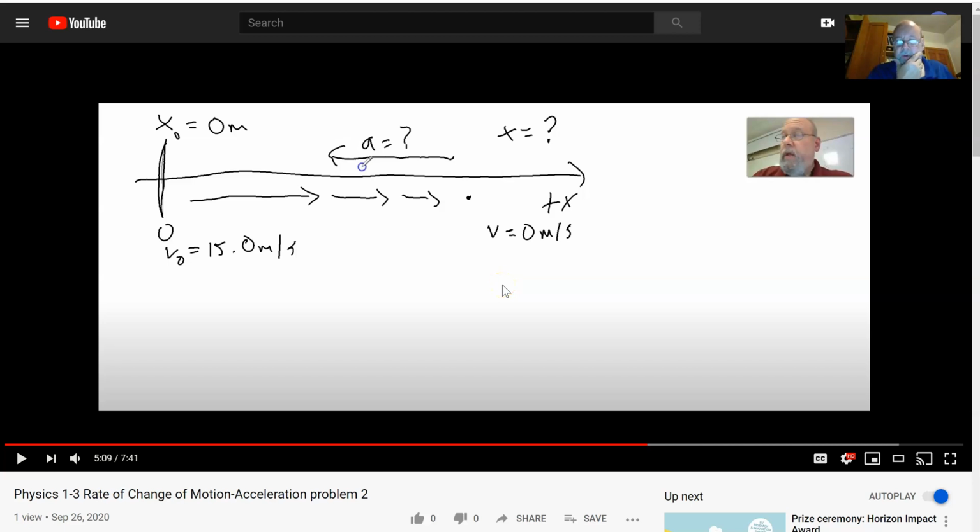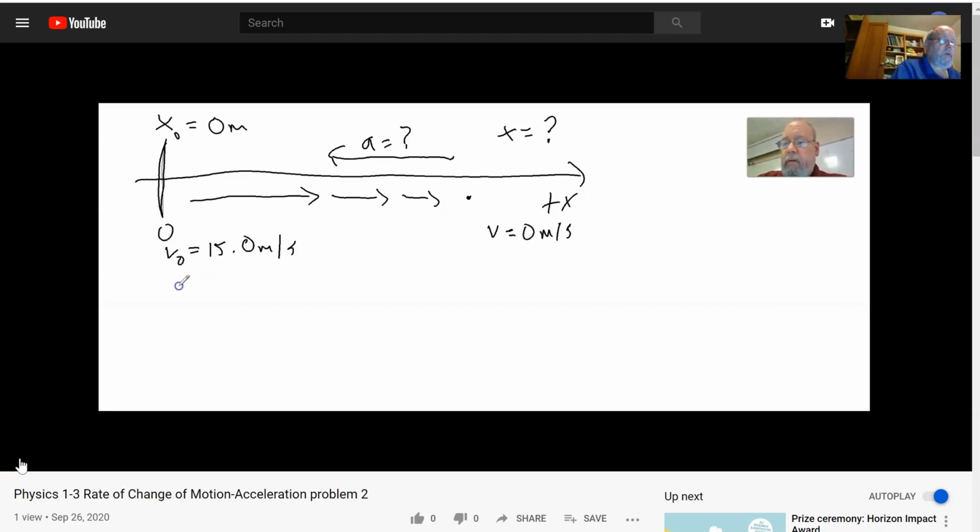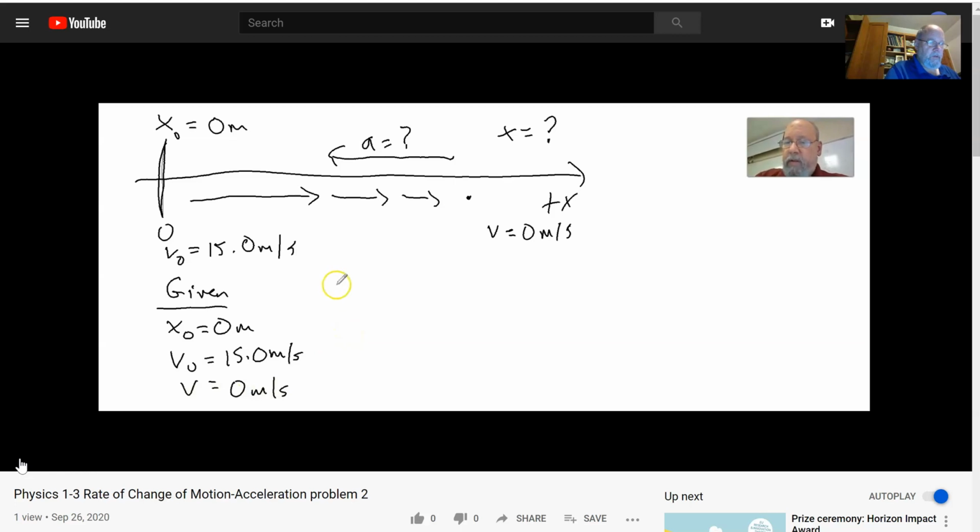Okay, so let's finish this problem and then move on to the next little subtopic here. So go ahead and finish this out. So I can now add in my given values. My given values are going to be x0 equals 0 meters. My final x I'm not aware of. I don't know what that is. My initial velocity is 15.0 meters per second. My final velocity is 0 meters per second. And I don't know what my acceleration is, but I know that I need that.